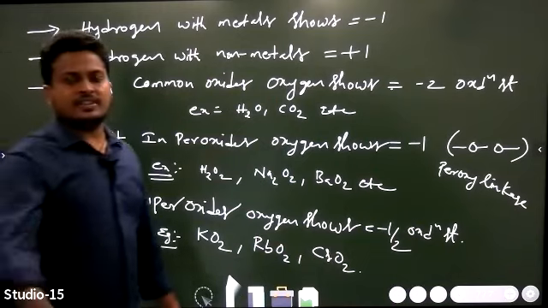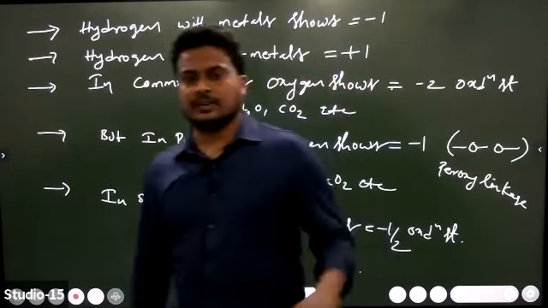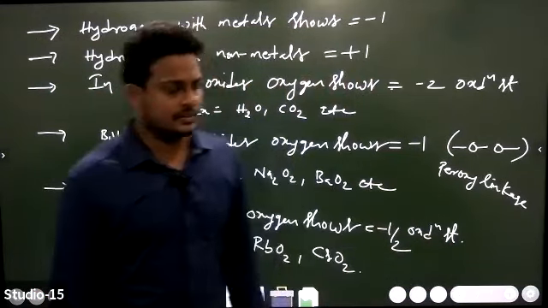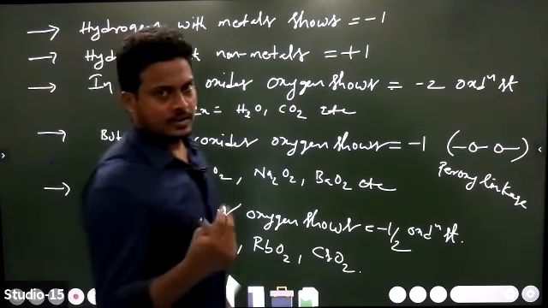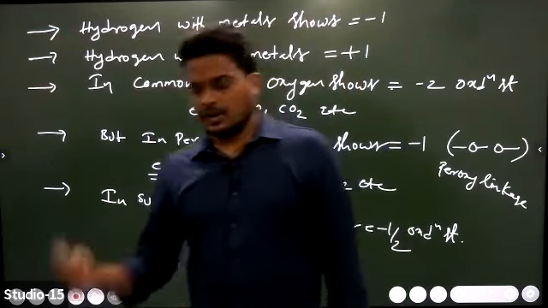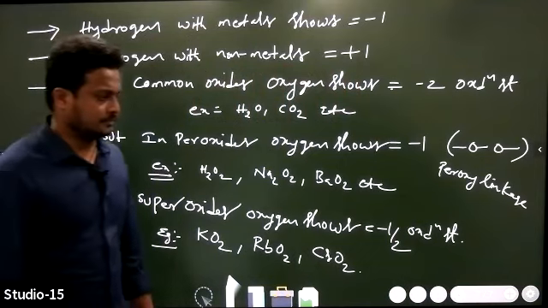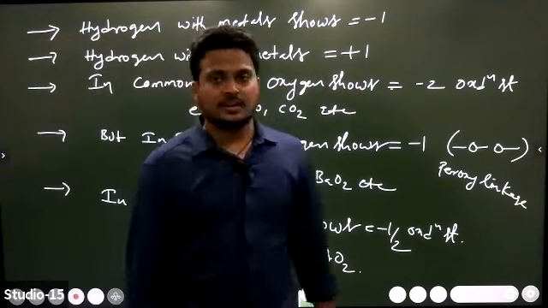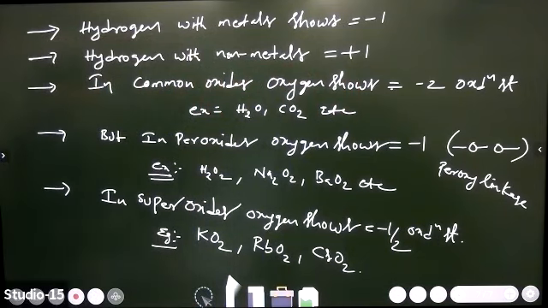By knowing oxidation states, then only we can balance the redox reaction. That is why we are discussing oxidation states. Redox reactions can be balanced in two ways. We have two methods. One is the ion electron method, and the second one is the oxidation number method. Copied?